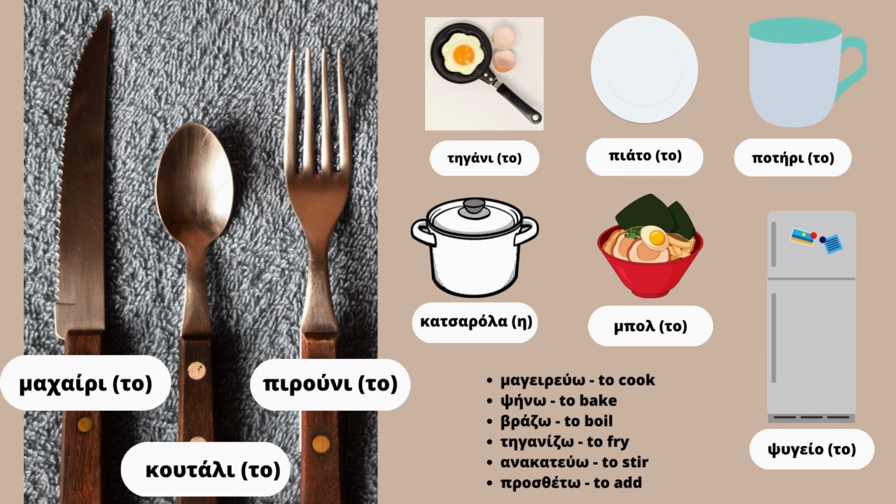Next word is the vessel in which we fry food, and it's called to tigani. This is the word for a pan in Greek, to tigani. The plate is called to piato. The cup is also called to potiri.